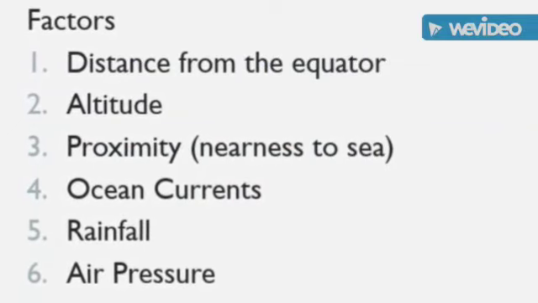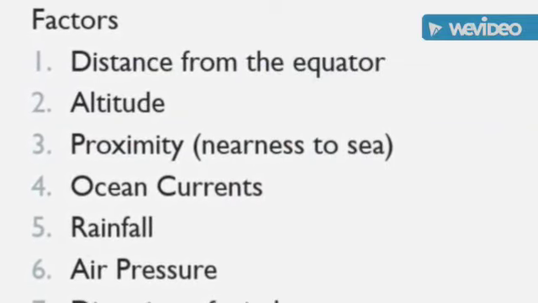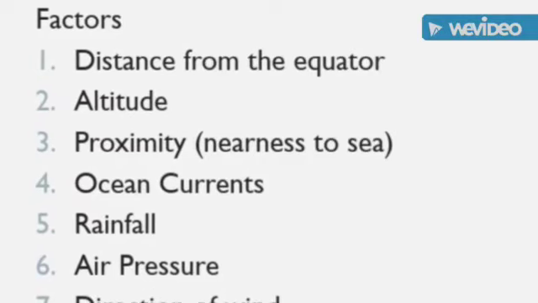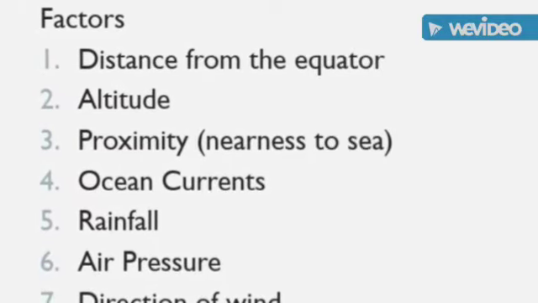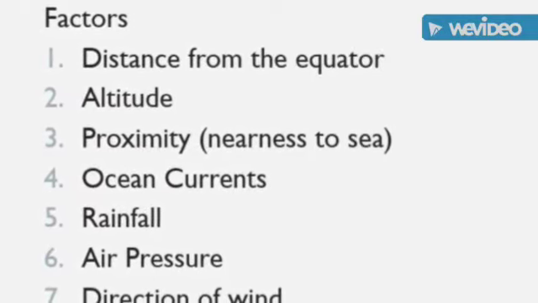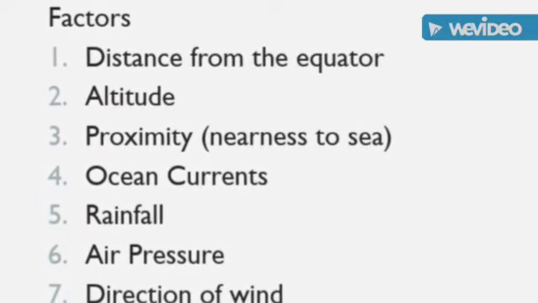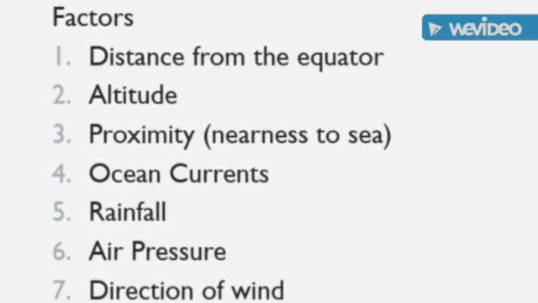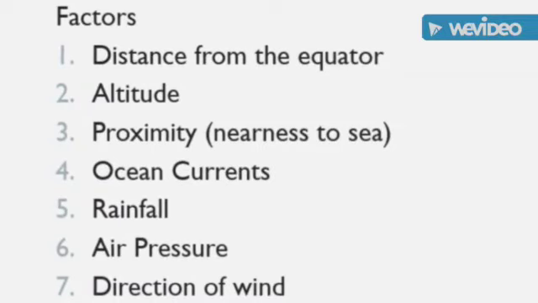After that, we discussed in detail the factors that affect climate, and that was distance from the equator, altitude, meaning the height of a place above sea level, proximity, nearness to the sea, ocean currents, rainfall, air pressure, and direction of wind.